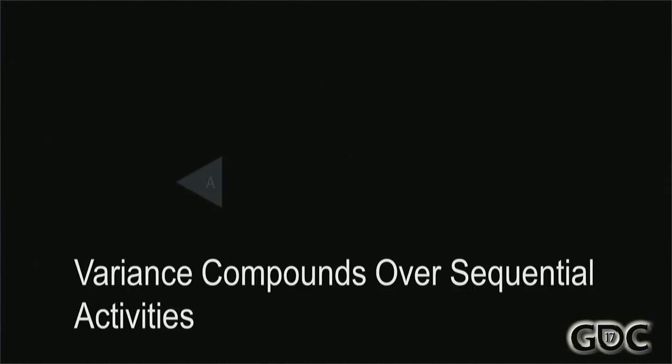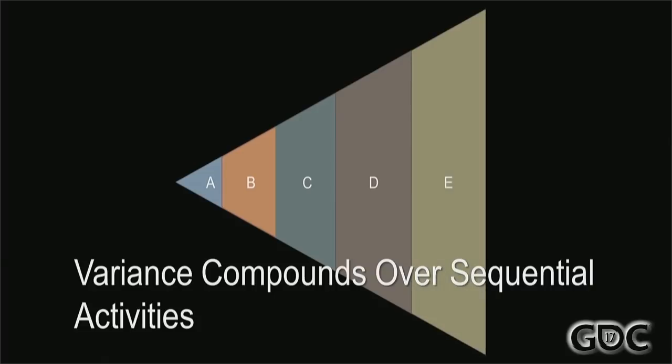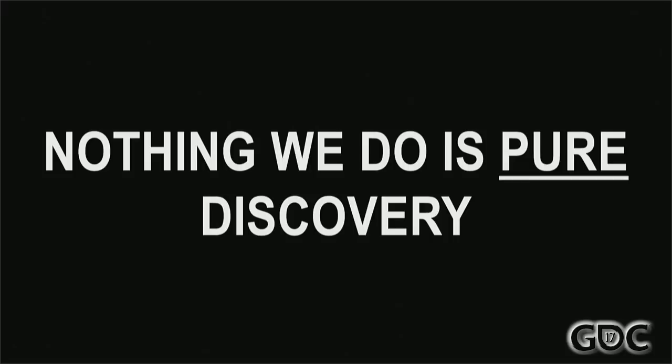That's not fun. But we also don't have to be at the mercy of variance if we can acknowledge two facts. Number one, variance compounds over sequential activities. So if every one of these activities takes between 1 and 5 days, the total time to get through all five is between 5 and 25 days. The second thing to recognize is that nothing we do is pure discovery. Even the most avant-garde, experimental, in-the-weeds gameplay design is still underscored by some elements of process. The process by which we design features, by which we code them, by which we compile them into builds, by which we upload them, by which we QA them.